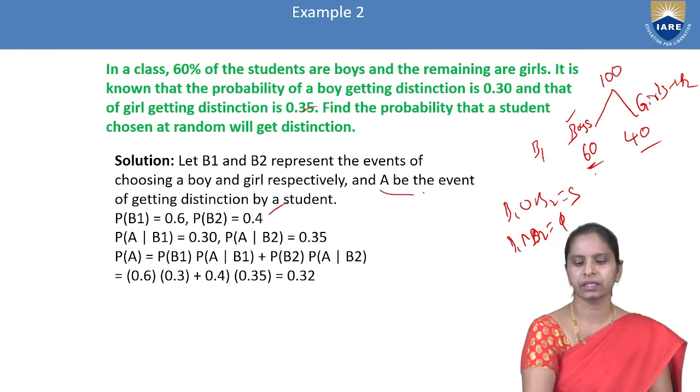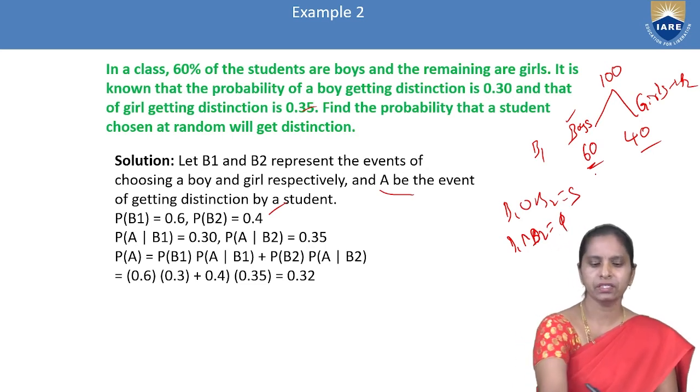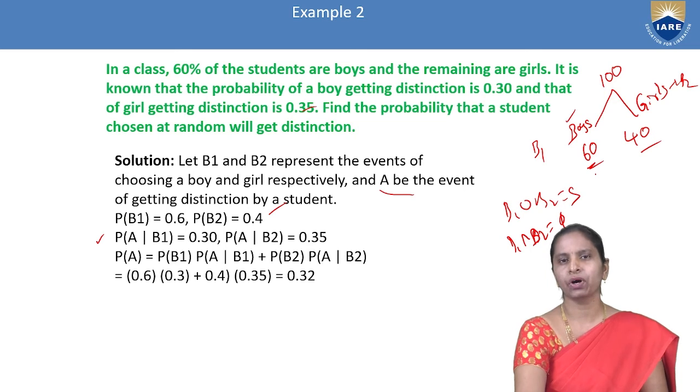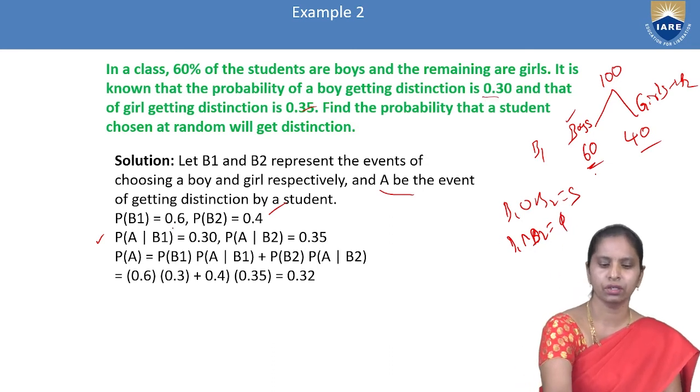Next, I am defining one event A. What is the event A? A is getting the student with distinction. That is the event A. Now, what is P of A given Bn? It is the probability of the student getting distinction, given that the student is a boy. What have they given here? It is 0.3. So write down 0.3.